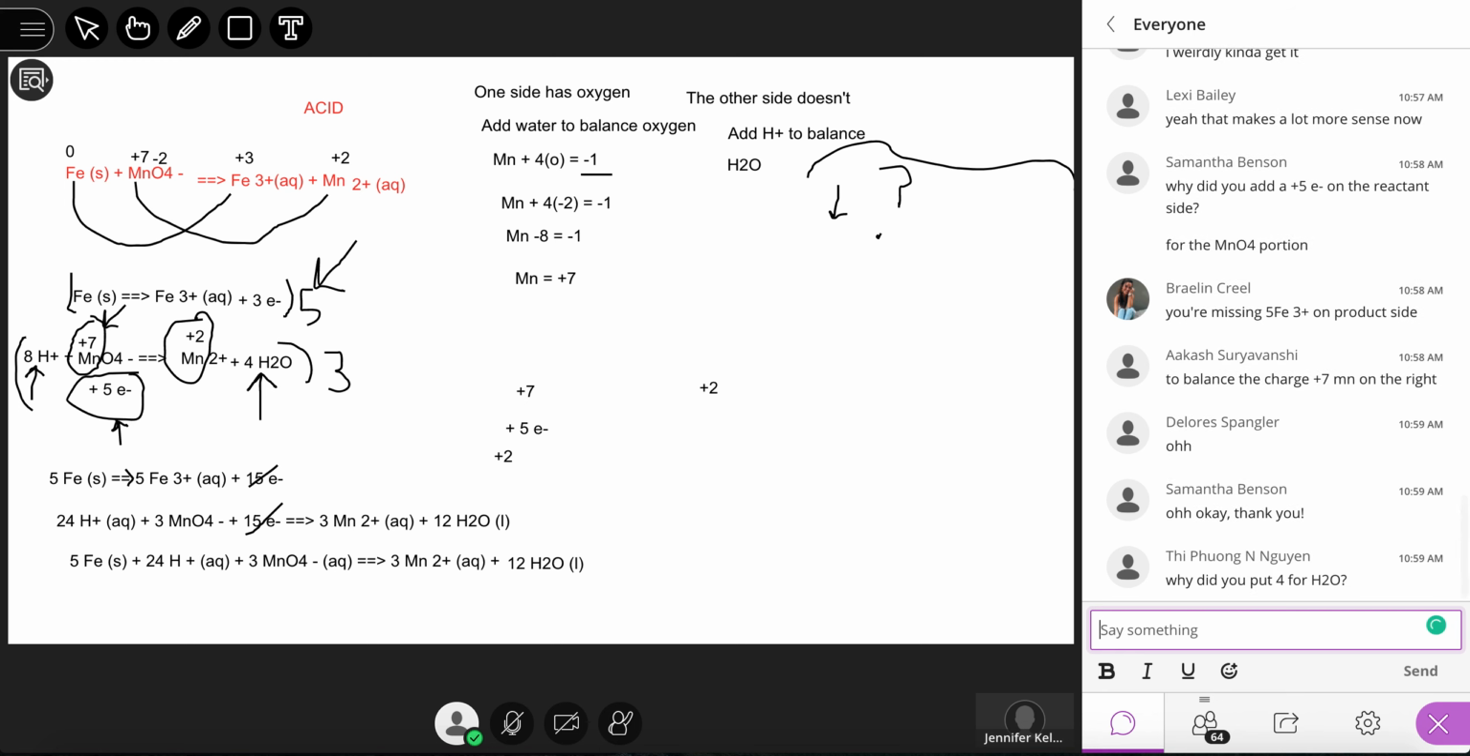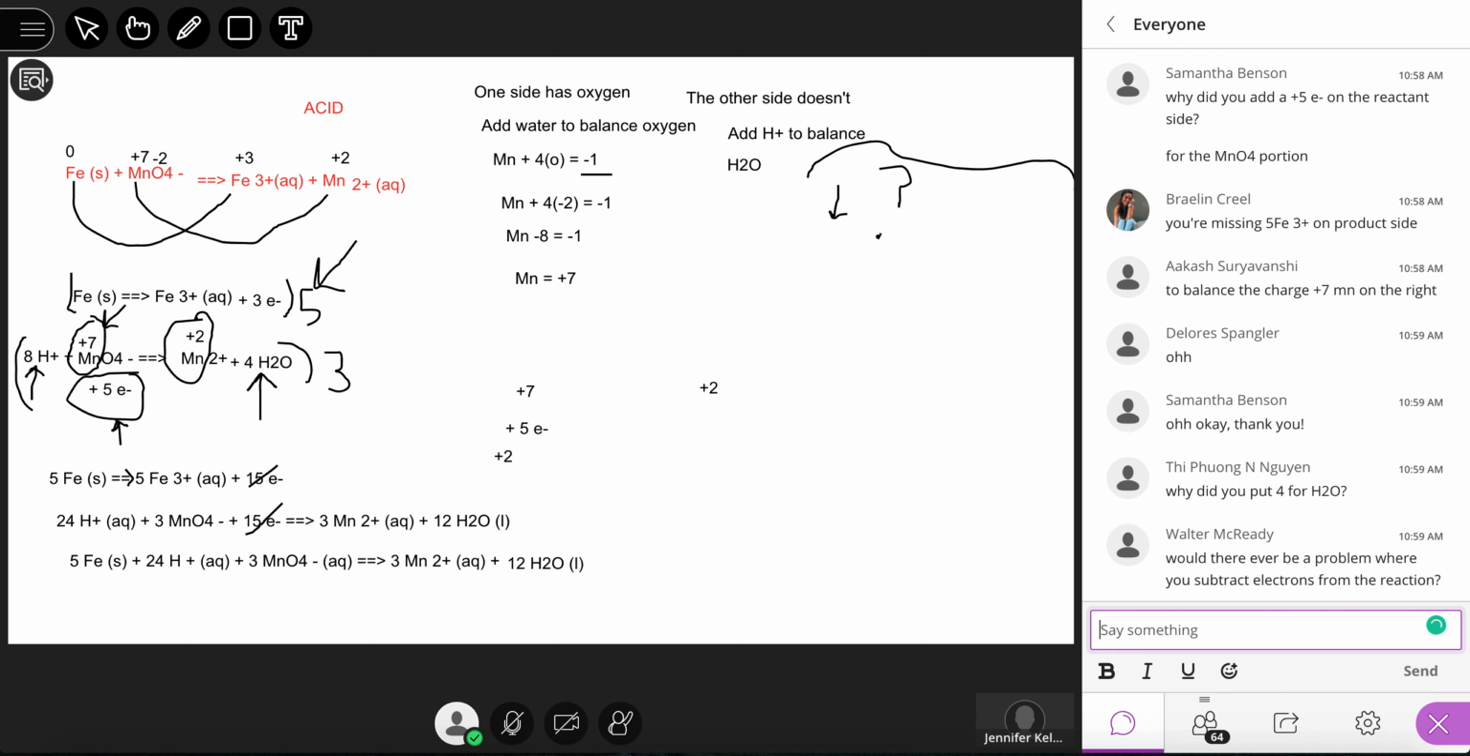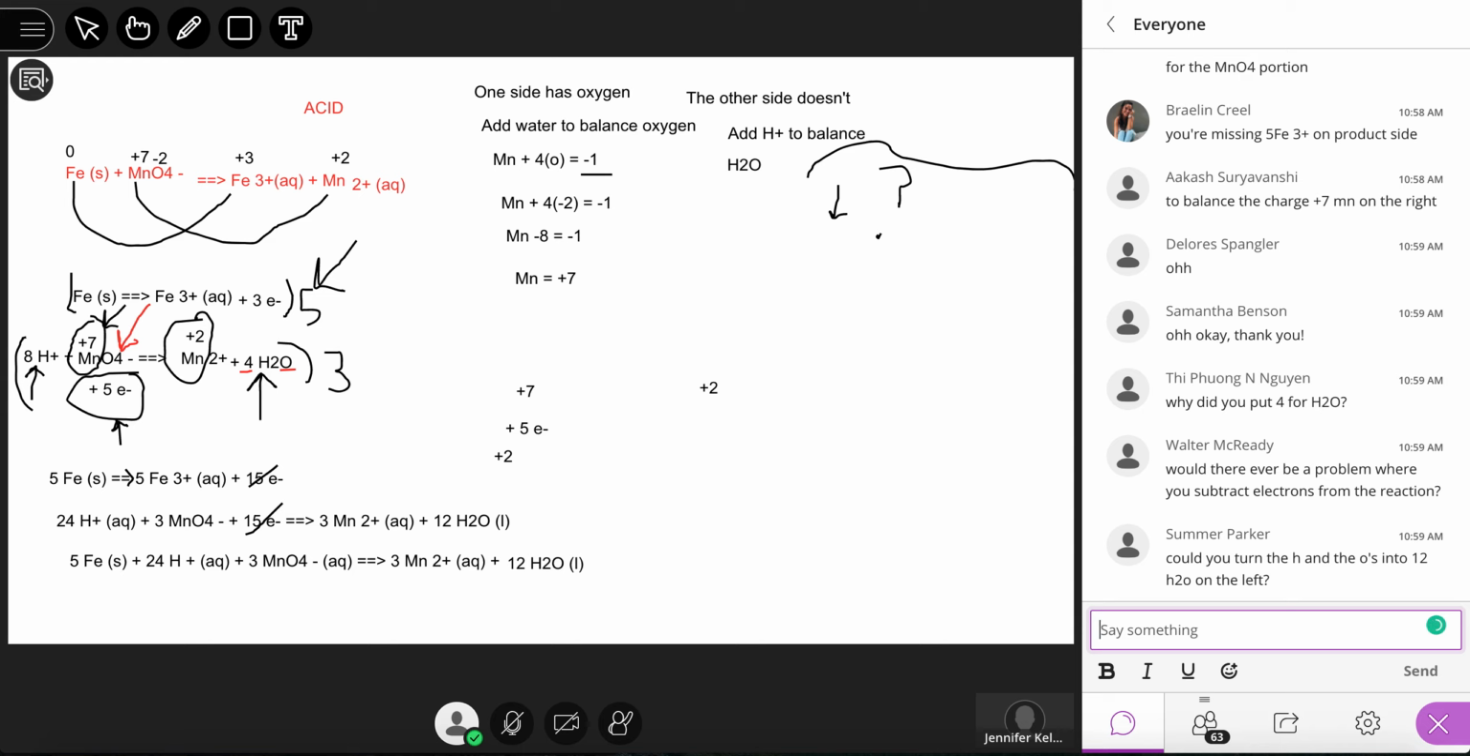You're welcome. The reason I put 4 for the water was because I have 4 oxygen over here. So I'm putting 4 water to get those 4 oxygen.